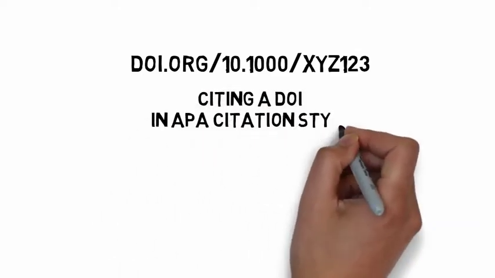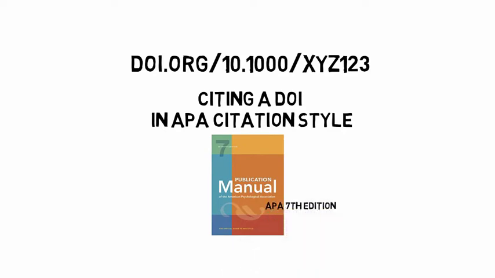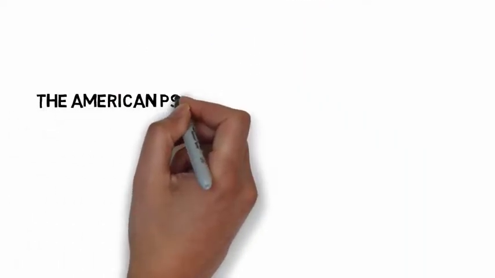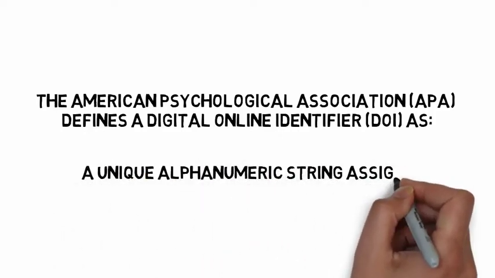Welcome to this video from the Carleton University Library on citing a DOI in APA citation style. DOI stands for Digital Object Identifier. The American Psychological Association, APA, defines a DOI as a unique alphanumeric string assigned by the International DOI Foundation.